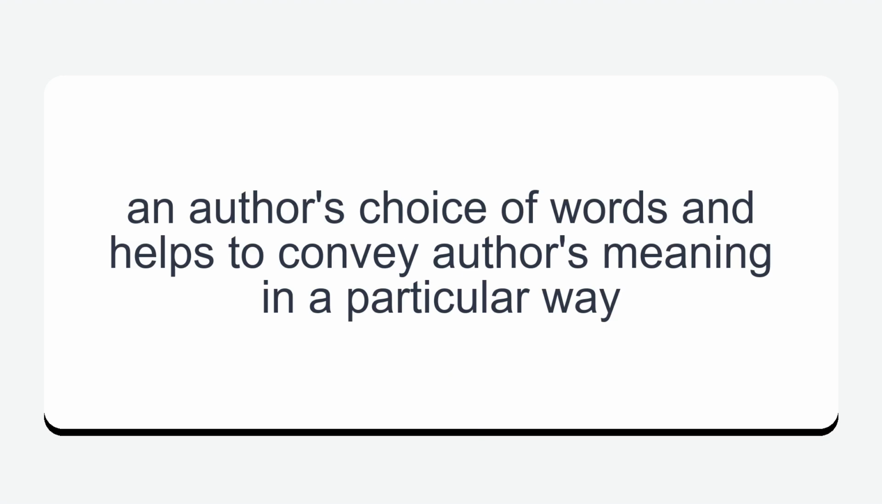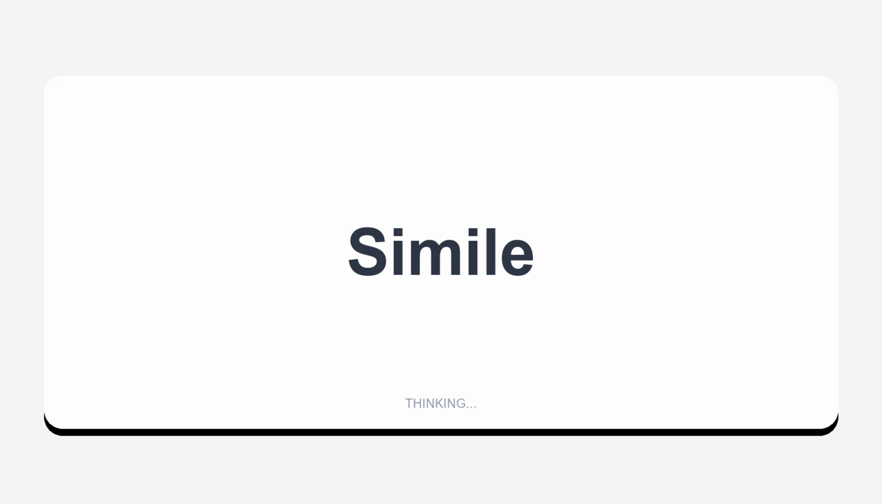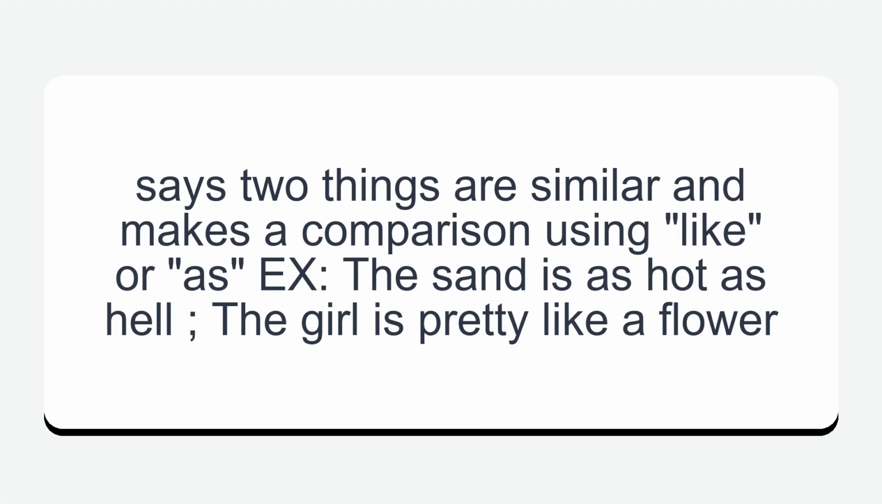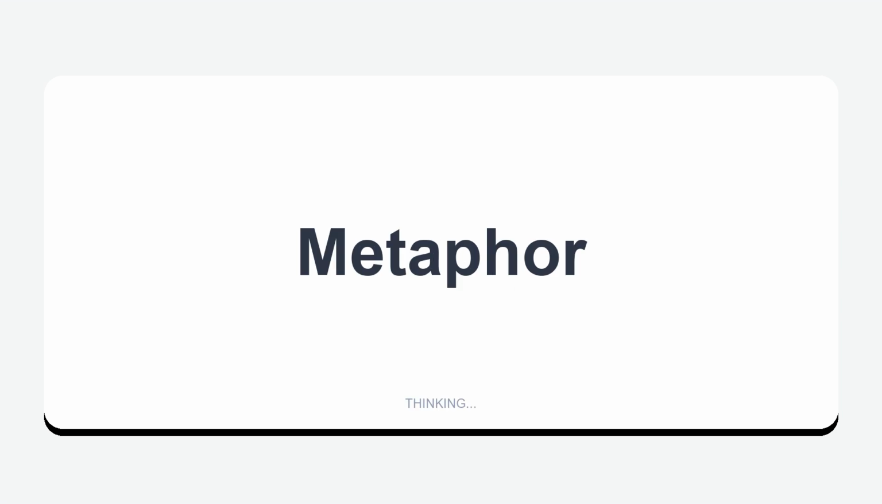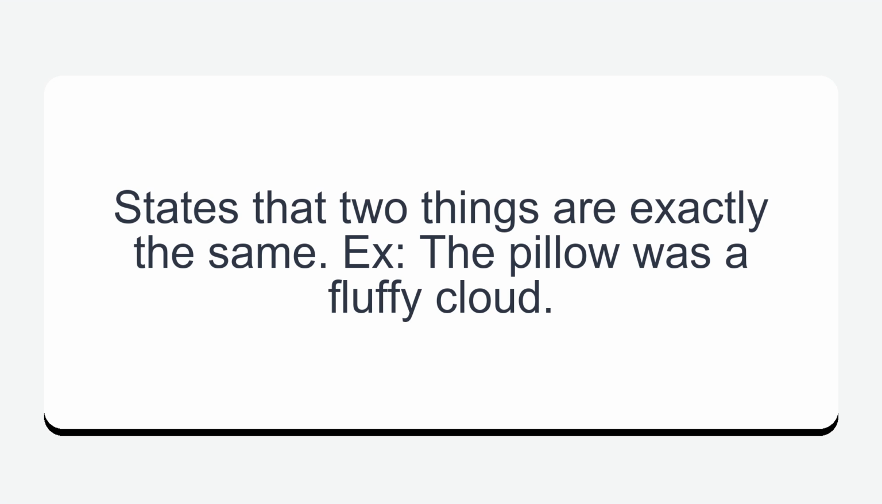Diction: an author's choice of words, which helps to convey the author's meaning in a particular way. Simile: says two things are similar and makes a comparison using like or as. The sand is as hot as hell. The girl is pretty like a flower. Metaphor: states that two things are exactly the same. The pillow was a fluffy cloud.